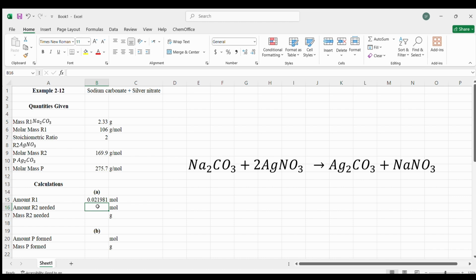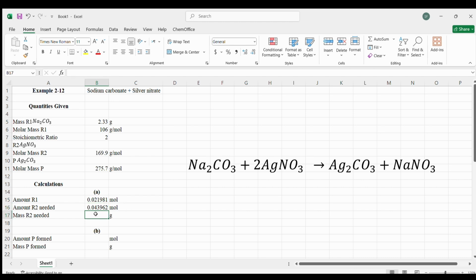So we don't do it by hand. Again, we want to give the formula. So we say this block equals this number times 2. You can say times 2, or simply you can say times the stoichiometric ratio. And we hit enter. So the amount of the second reactant is also calculated.